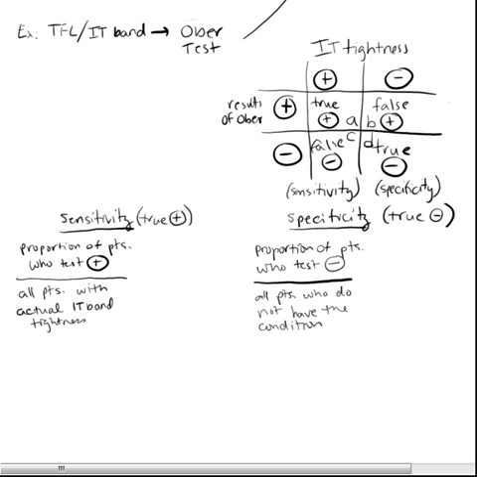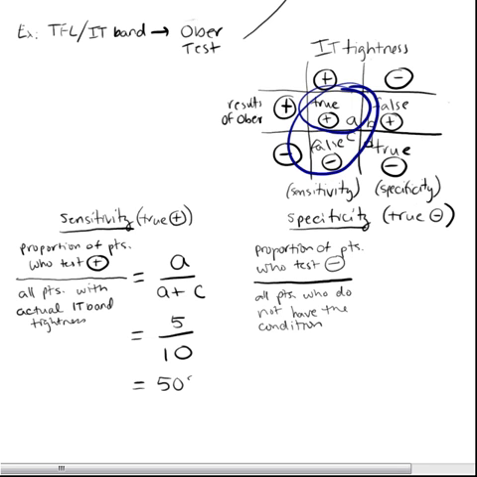So first we take all of the people that have tested positive with our Ober test, and then we put that in our equation as A on the top. That's the proportion of patients who test positive. Then we take the entire group in that positive diagnosis category, A plus C, and that, of course, is all patients who actually have the IT band tightness. So, for example, we have testing results that reveal that 5 people have the tightness, and we have 10 people who actually do have the diagnosis.